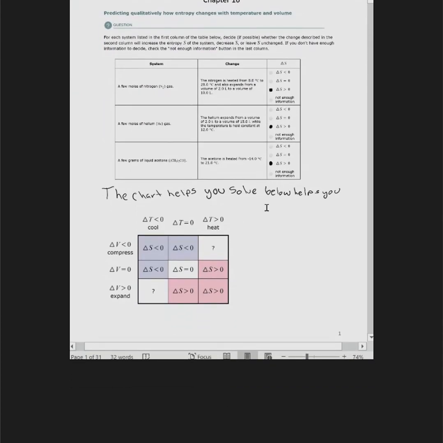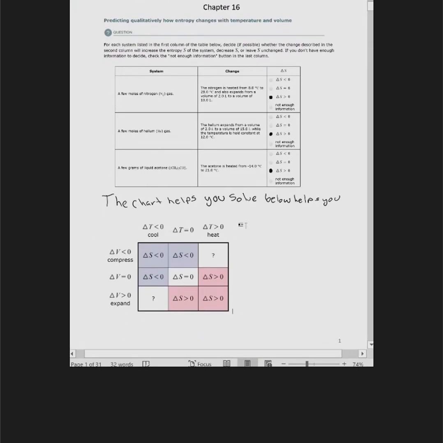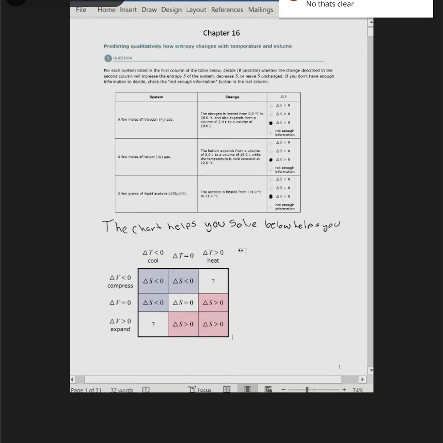Any problems with this type of question? Pretty straightforward. Use the chart, and it's really easy. Okay, perfect.